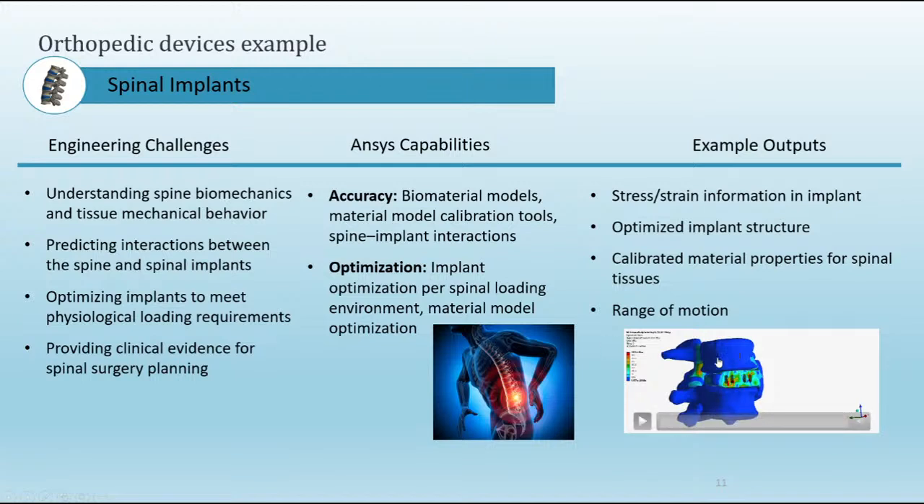I think some of the leading edge simulations these days involve having spine bones not as a uniform material, but based on bone density from a scan, we can get very accurate mechanical representation of the discs and the bones. So example outputs are things like stress and strain on the implant, optimizing the implant structure, looking at the range of motion, or also calibrating the material property for spinal tissue.